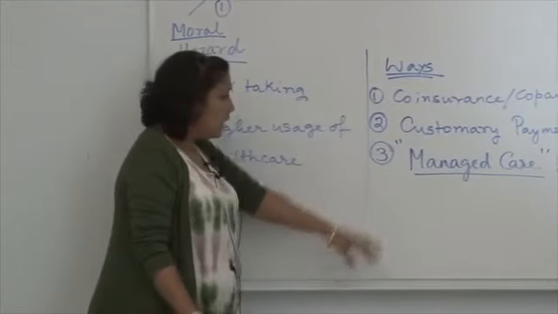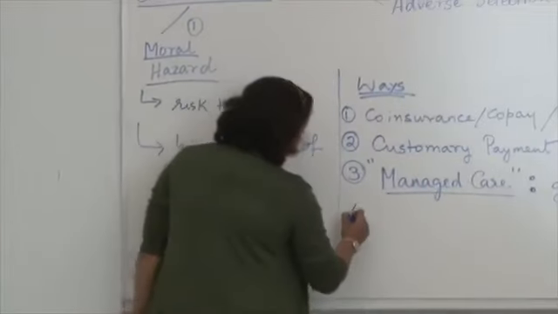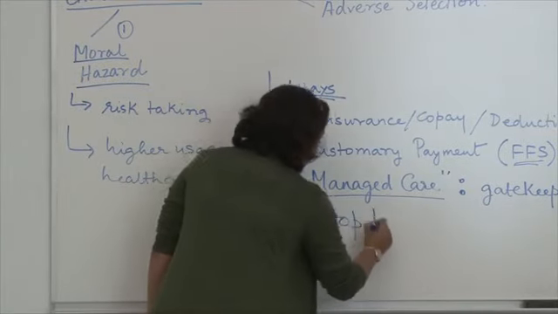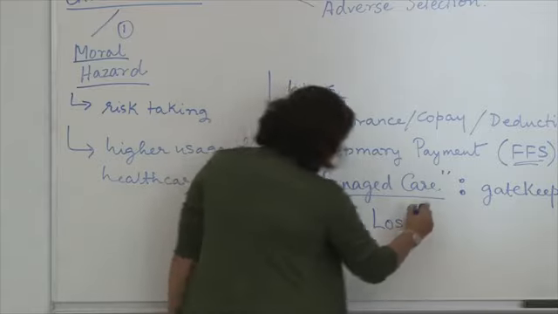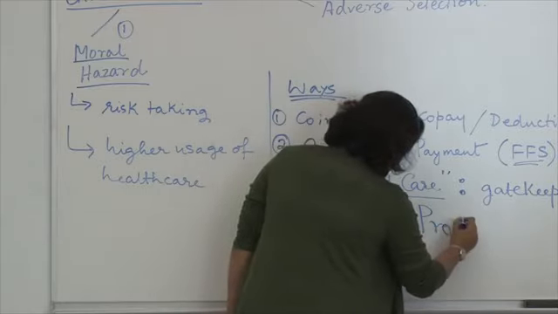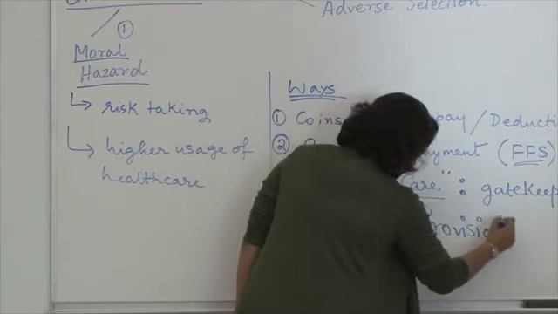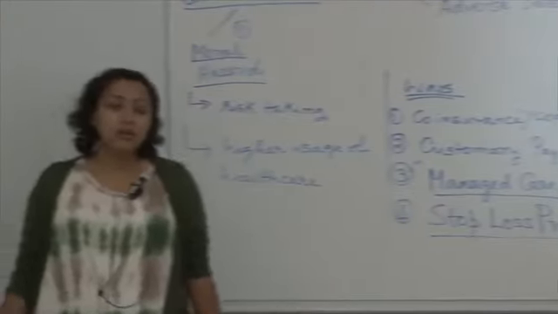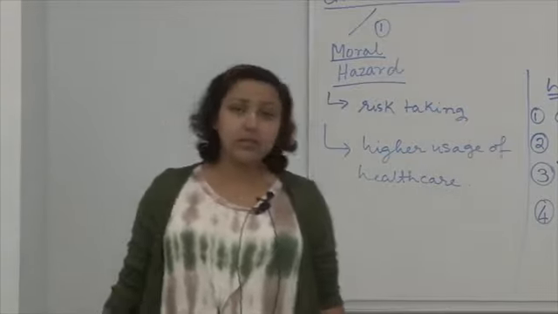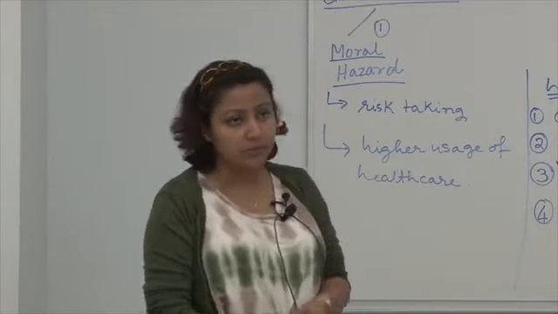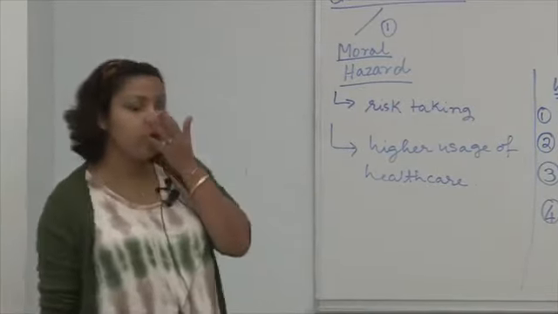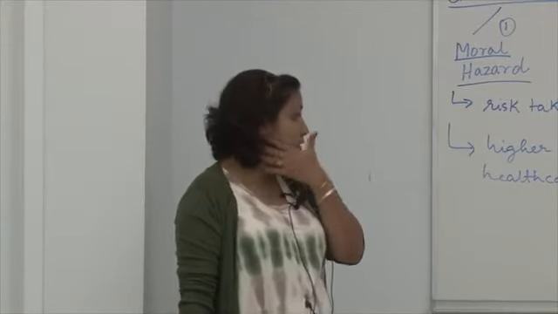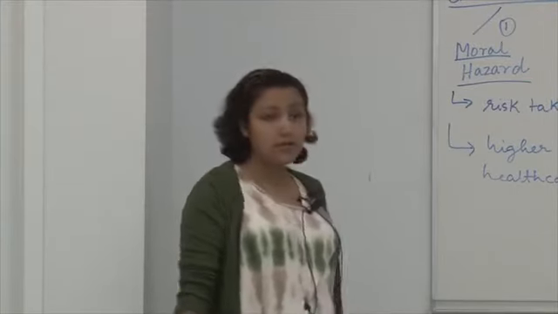Okay. Now, the fourth one that you have is called the stop loss provision. The stop loss provision is similar to deductibles. It is a form of deductible, but there is an implicit difference between deductible and stop loss.